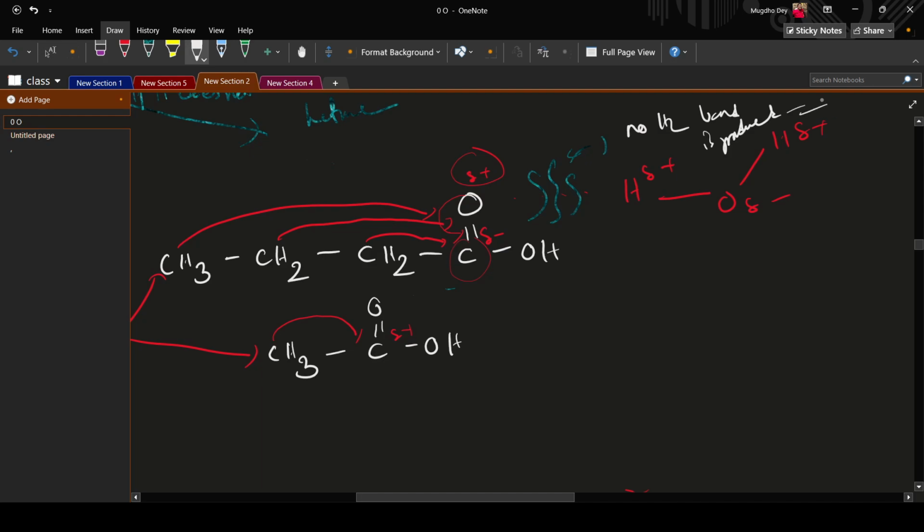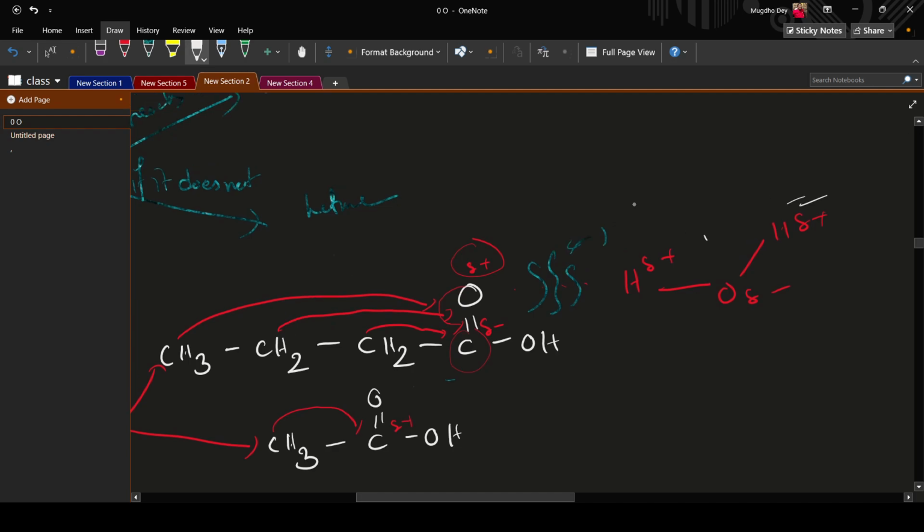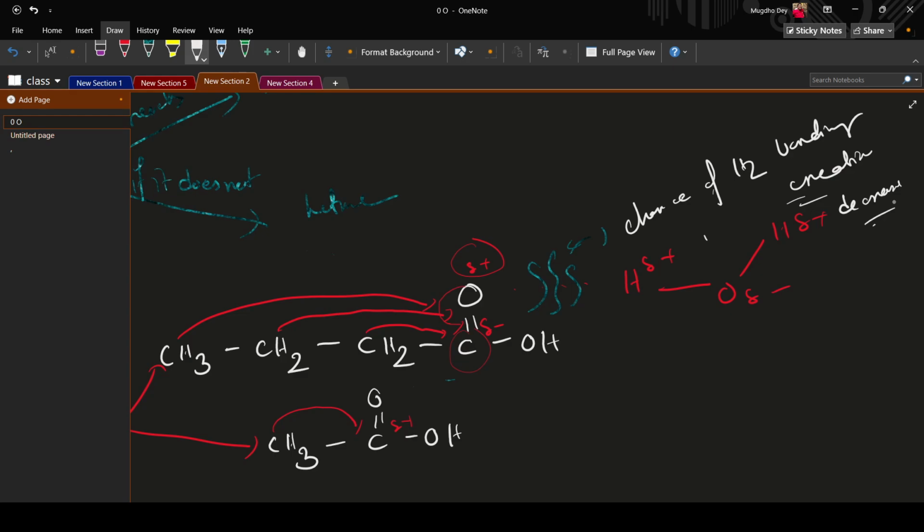Or, I think the better term would be: the chance of hydrogen bonding creation decreases. So since the chance of hydrogen bonding creation decreases, solubility decreases. Okay, so did you guys understand the whole thing? Why the solubility decreases when the carbon chain increases? Ikra?